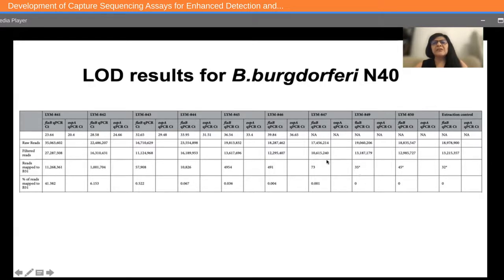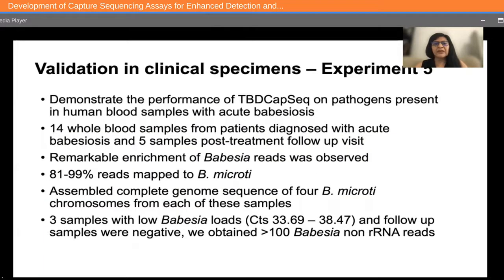But what we can see here is that at very high qPCR values, the CT values, the samples that are not detectable from qPCR can be detected with TBD-Cap-seq. So it has really high sensitivity, and it does a good job of detecting pathogens when the pathogen burden is very low.